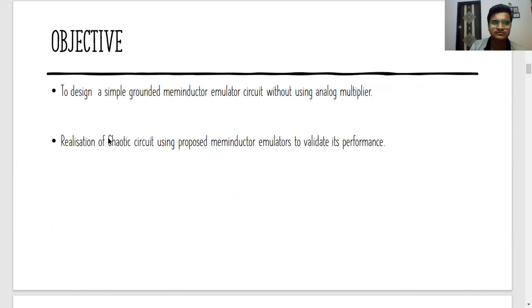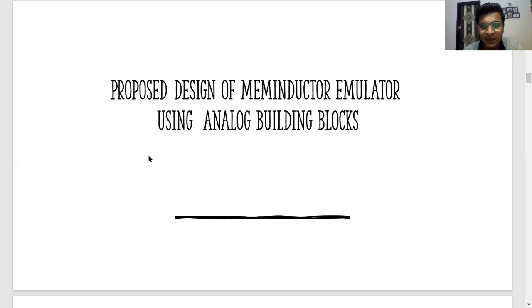So the objective of this research was very simple and explained in these 2 points, which were to design a simple grounded mem inductor emulator circuit without using an analog multiplier. And secondly, the realization of chaotic circuit using proposed mem inductor emulator and validate its performance. So first we have designed a mem inductor emulator and followed by which we have used it in the application, which is the chaotic oscillator.